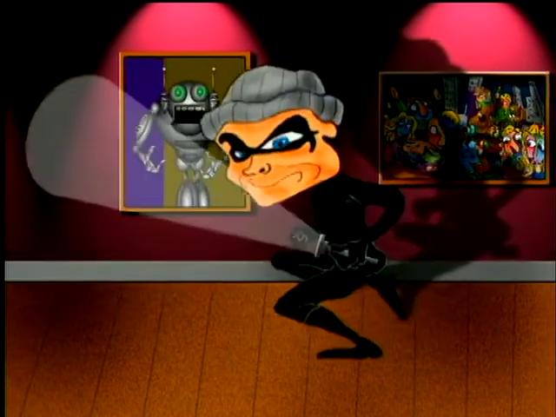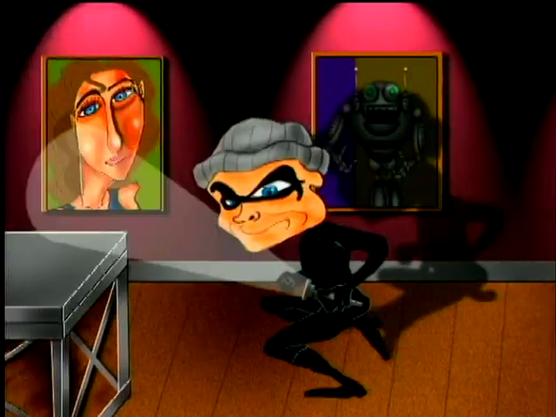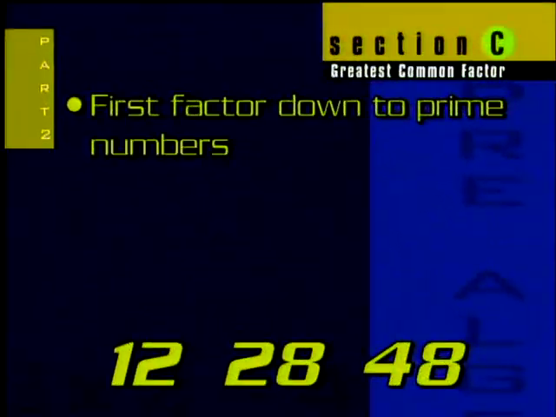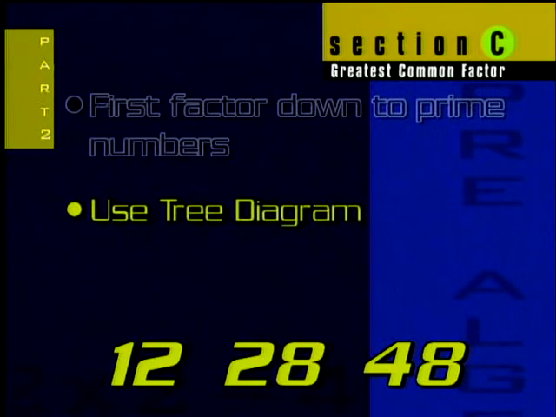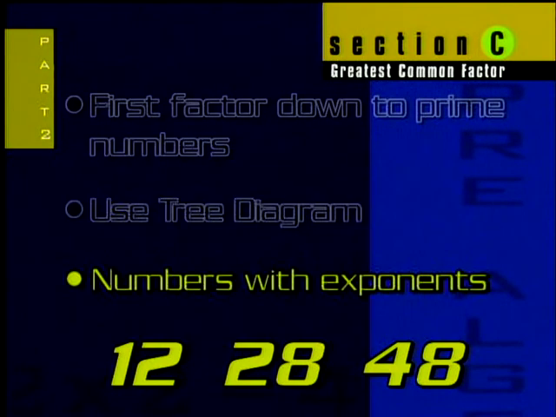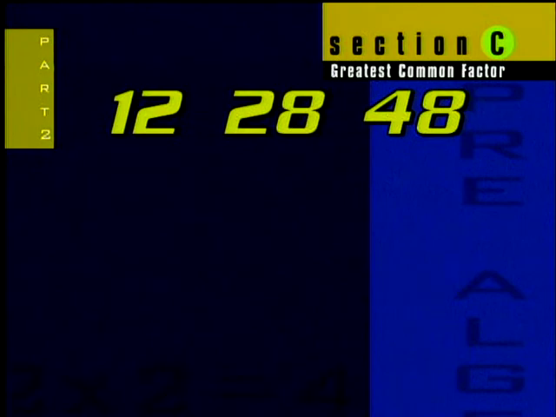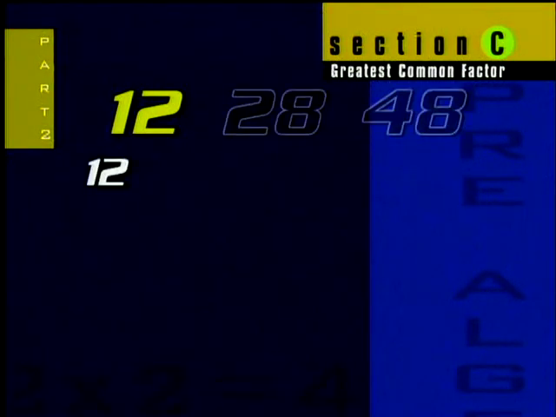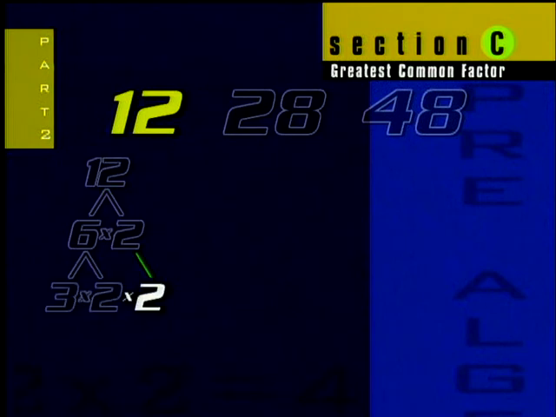Let's take a look. Say we're searching for the GCF of 12, 28, and 48. First, we're going to factor them down to prime numbers using the tree diagram, and then put them into numbers with exponents. So, starting with 12, 12 breaks down to 6 times 2, which further breaks into 3 times 2 times 2, or 3 times 2 squared.